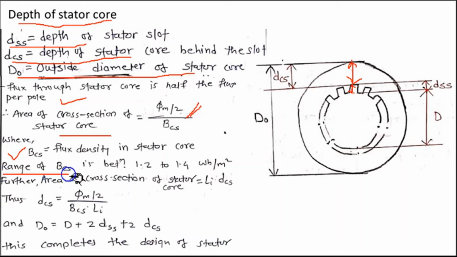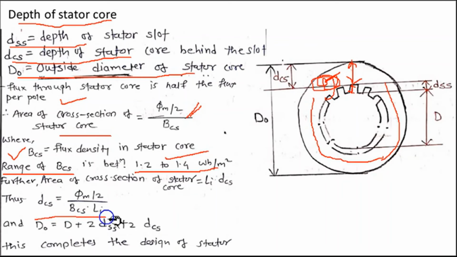The range of flux density in the stator core is between 1.2 to 1.4 Weber per meter square. Remember this range, 1.2 to 1.4, the range of BCS. Where is that BCS located? BCS is located in the stator core. Here this is your stator core. This overall area is nothing but your stator core, and the flux density in this area is given by your BCS, and the range of that is 1.2 to 1.4.